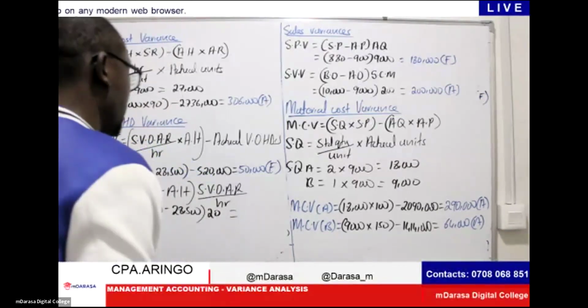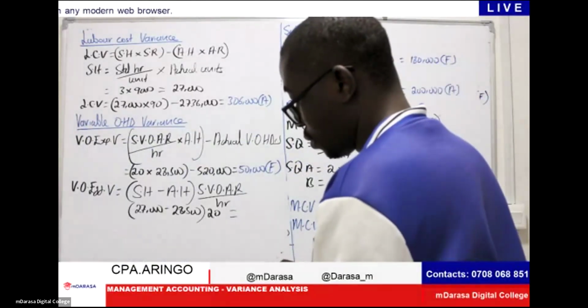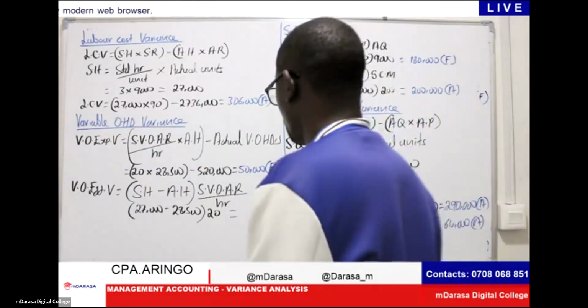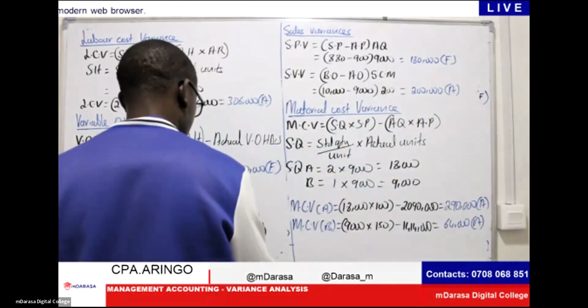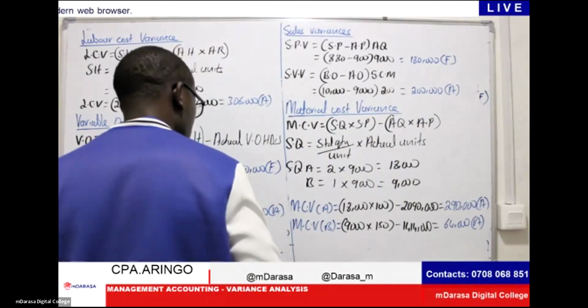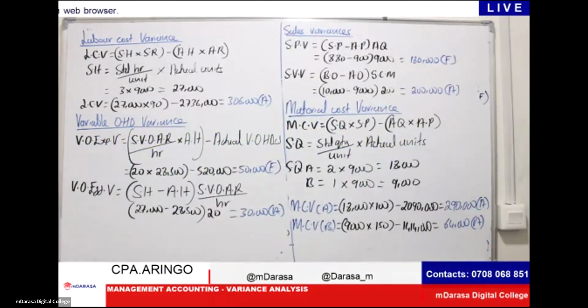So therefore, there will be a variance there. We had planned to spend on 27,000, we ended up spending on 28,500. By 20, we get 30,000 adverse. Very important to note, yeah.